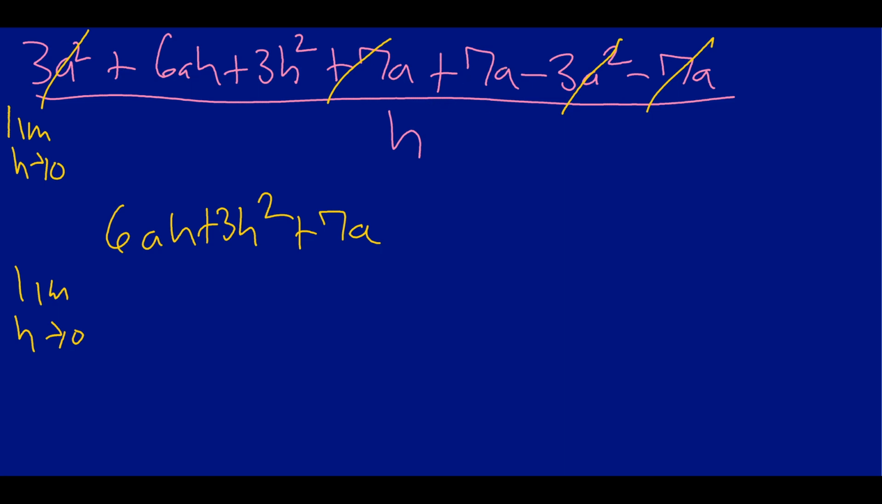Okay, it should be 7. This should be 7h. Excuse me, that's a mistake right there. Plus 7h. Sorry about that. Okay, there we go. All this over h. So 6ah plus 3h plus 7ah. Okay, I see now.